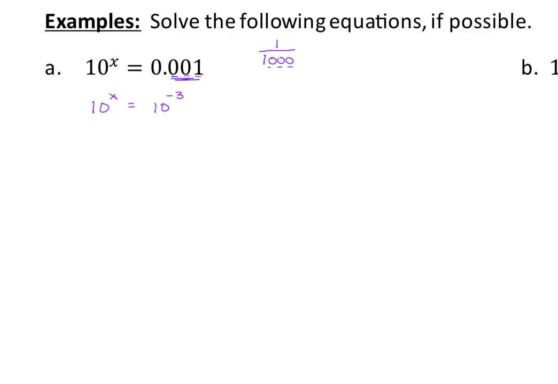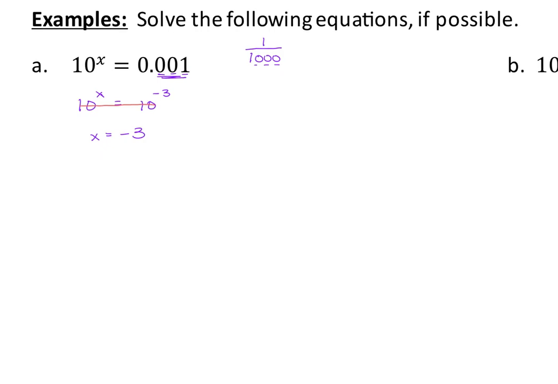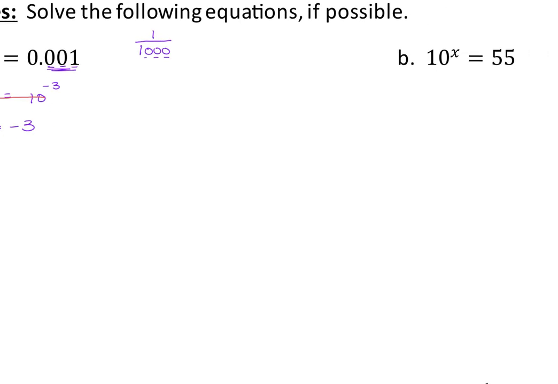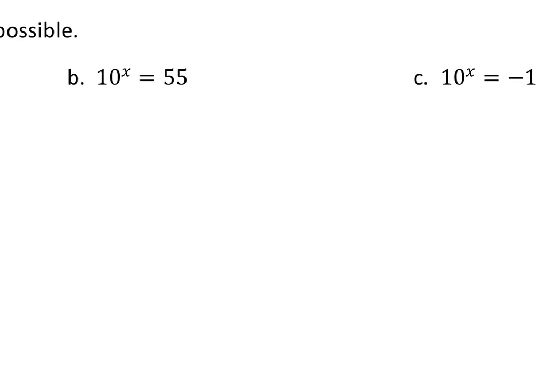All right, now that our bases are the same, we can cancel them, and we are left with x equals negative 3. And we're done. All right, let's look at a couple other examples. Let's come over to example B.